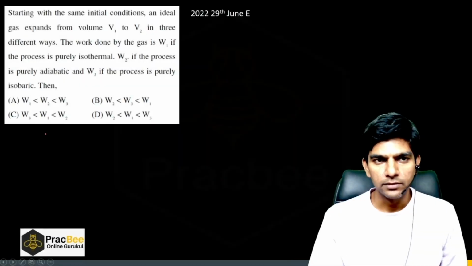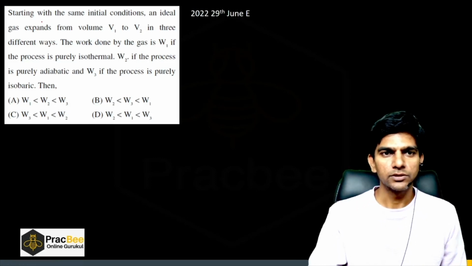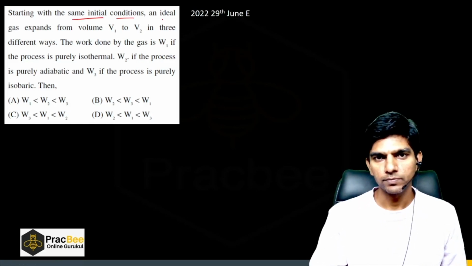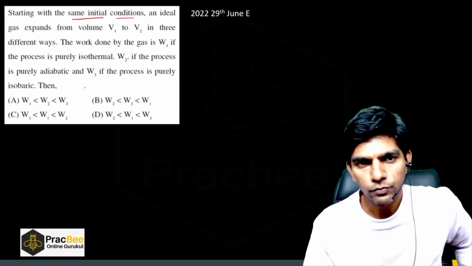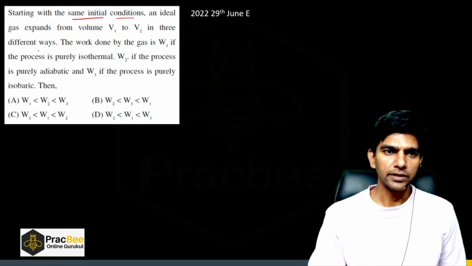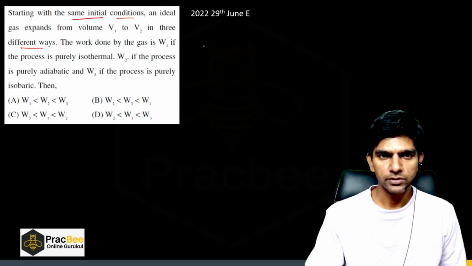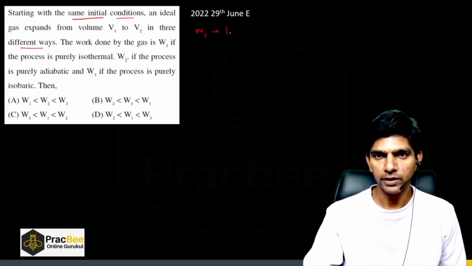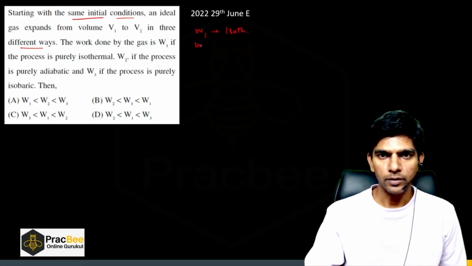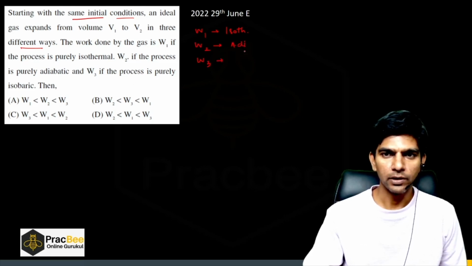So let us see this question. Starting with the same initial conditions, an ideal gas expands from volume V1 to volume V2 in 3 different ways. The work done by the gas is W1 if the process is isothermal. W2 is the work done in case of a purely adiabatic process. And W3 is the work done in a purely isobaric process.